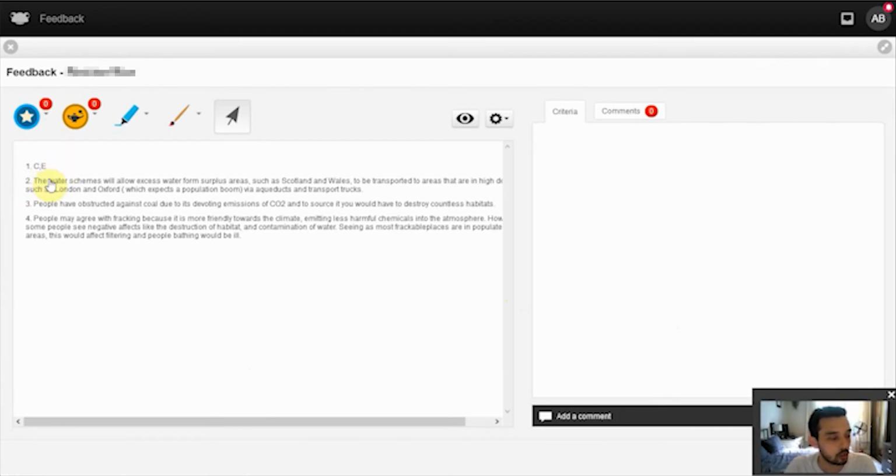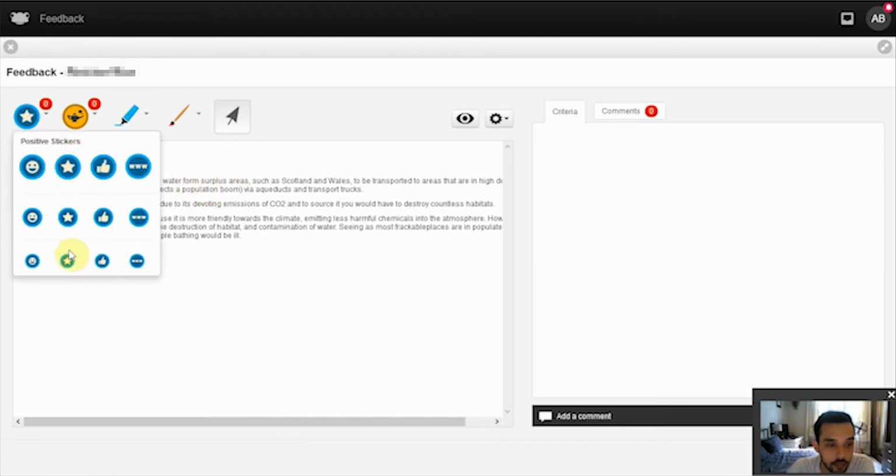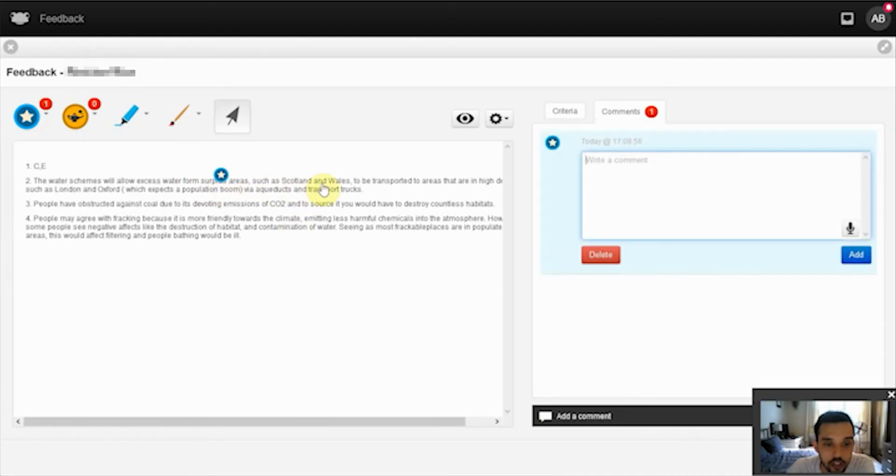Number 2, the question was, using figure 10 and your own understanding, suggest how the proposed water transfer schemes will help meet the changing demand for water in the UK. Now the student has written, the water schemes will allow excess water from surplus areas, that's a good key term, let me just put that there to remind me to come back, such as Scotland and Wales, to be transported to areas that are in high demand, such as London and Oxford, which expects a population boom via aqueducts and transport links.